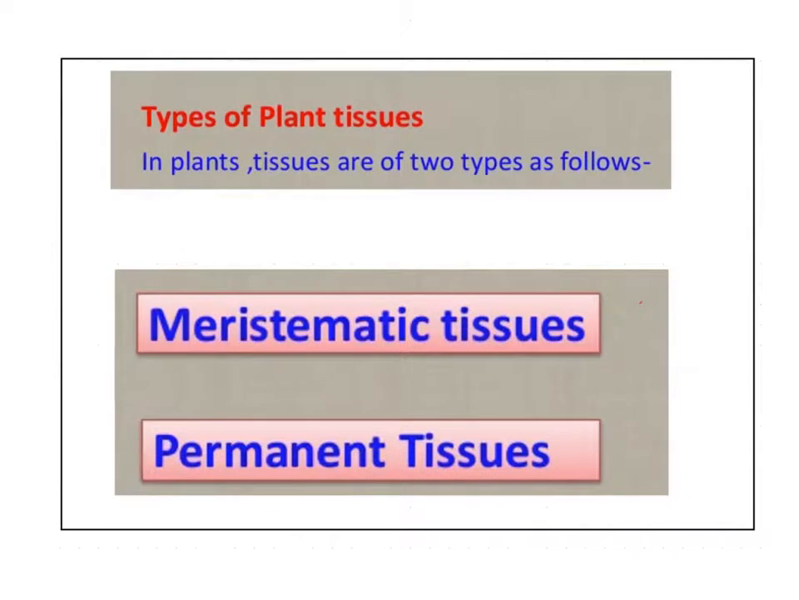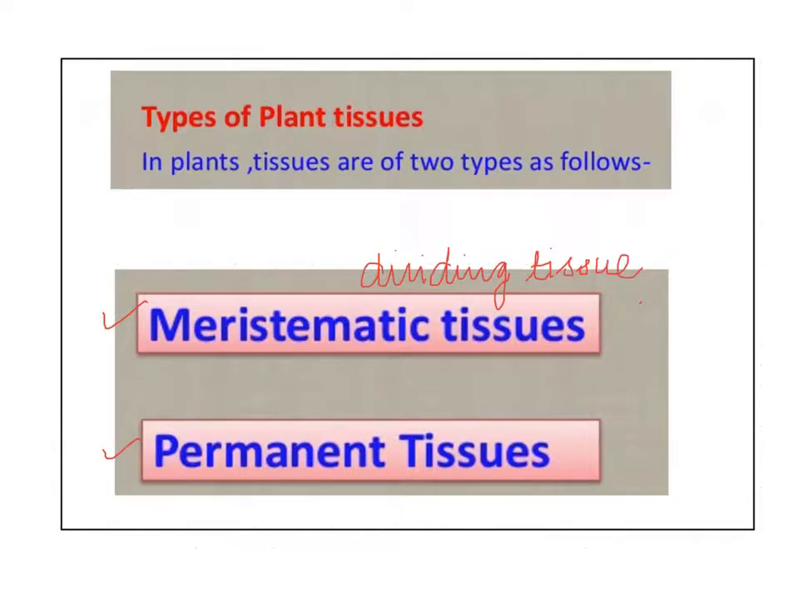Now coming to the types of the plant tissues. Now in case of plants, dear students, there are two types of tissues. One is called the meristematic tissue and second is called the permanent tissue. So what are the different types of plant tissues? Two types of plant tissues, meristematic tissue and the permanent tissue. Now this meristematic tissue is also called as dividing tissue. Okay, everyone? This is also called as dividing tissue.